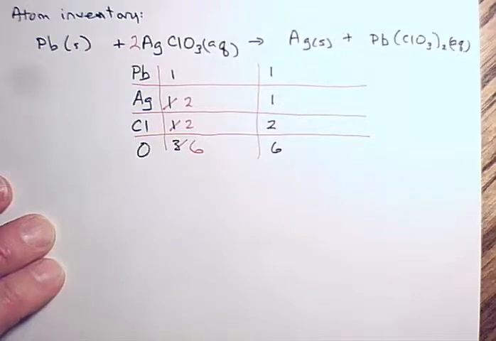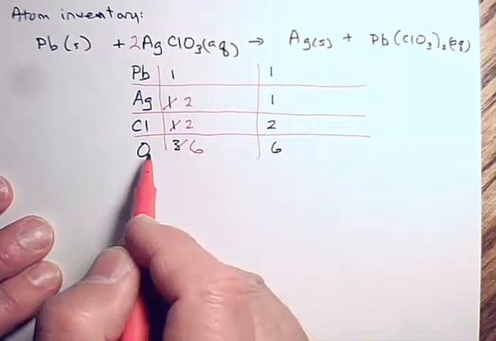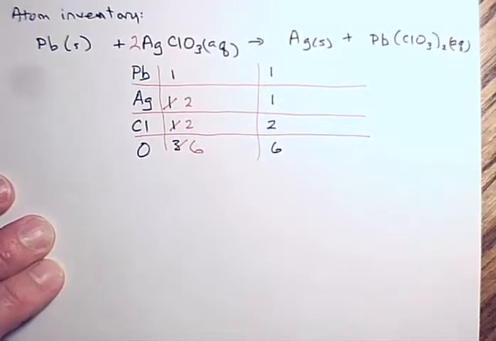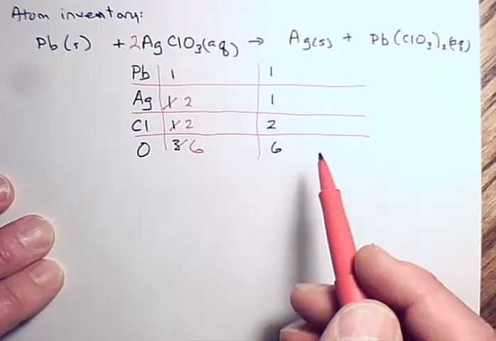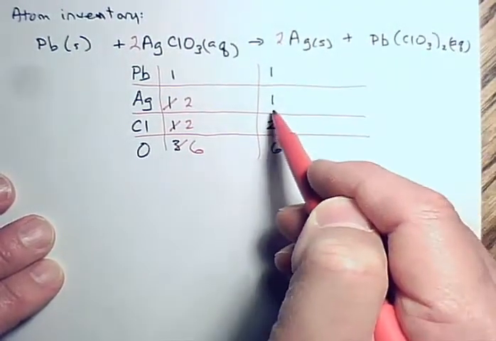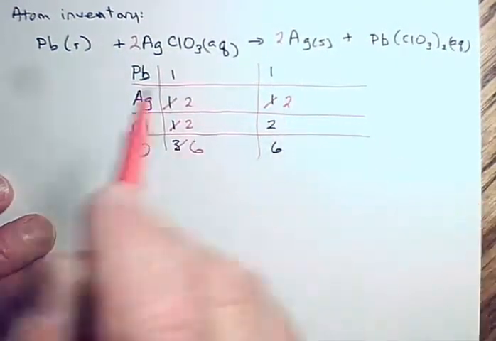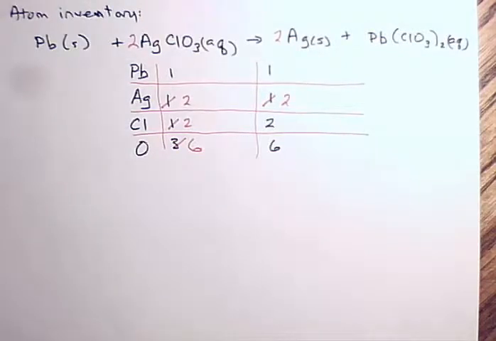All right, we're almost done. We've got the chlorines balanced and the oxygens balanced, but what's not balanced? Silver's not balanced. Okay? So Jenna, what can I do to the right-hand side of the equation to balance the number of silvers? In front of silver. Okay, so a 2 goes there. This gets canceled out and we put a 2 there. And that's an atom inventory. Everything's balanced.